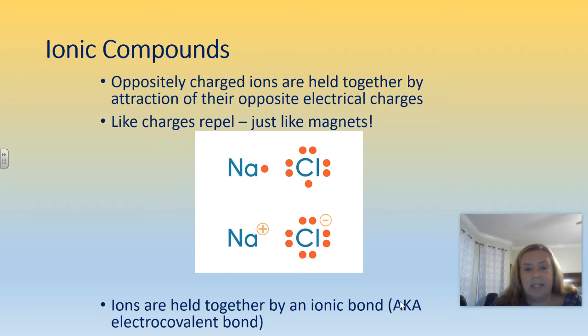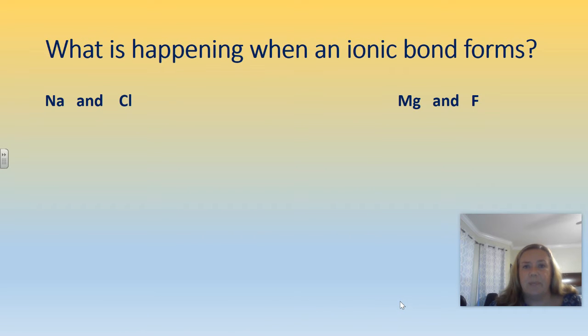If you look there at the bottom, it says ions are held together by an ionic bond. We typically say ionic bonds, but there are some texts that refer to these bonds as electrocovalent bonds. I personally do not call them electrocovalent bonds, because I don't want you to get them confused with a covalent bond, which actually shares instead of takes.